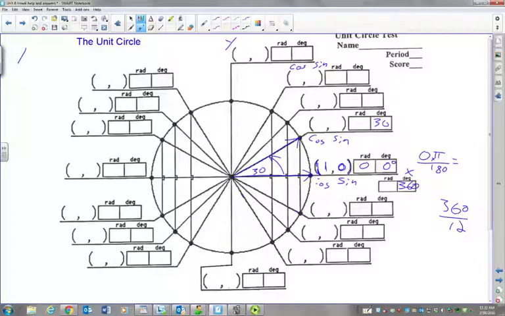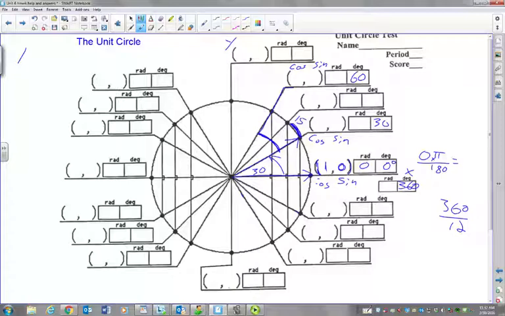If we go another full 30 degrees up to here, that would make this 30 plus 30, which is 60. I've skipped this little one, but we'll still tell you what it is. The little one is half a 30. And what is half a 30? 15.